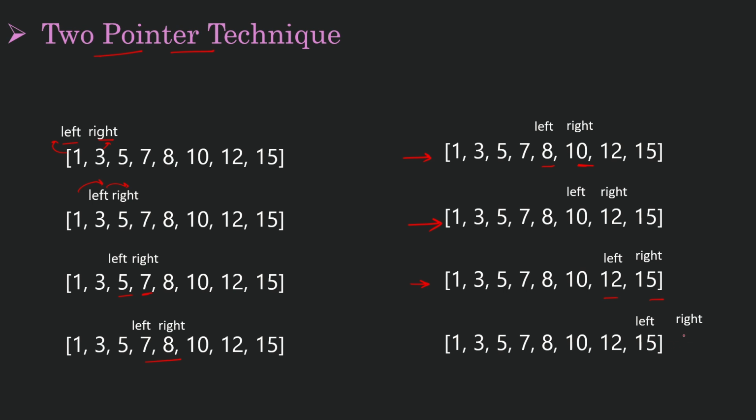Stop. If any check fails, like in 1, 3, 5, 2, 8, 10, 12, 15, where 5 is greater than 2 at left equals 2, right equals 3, we conclude it's not sorted.